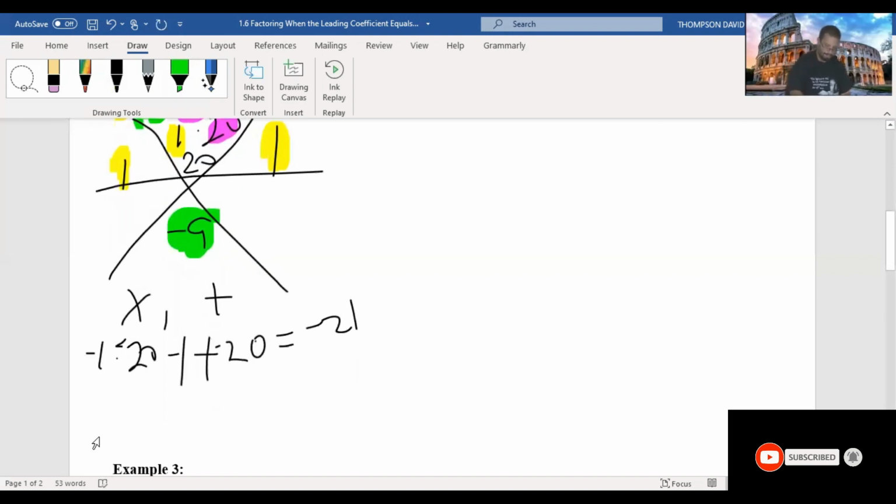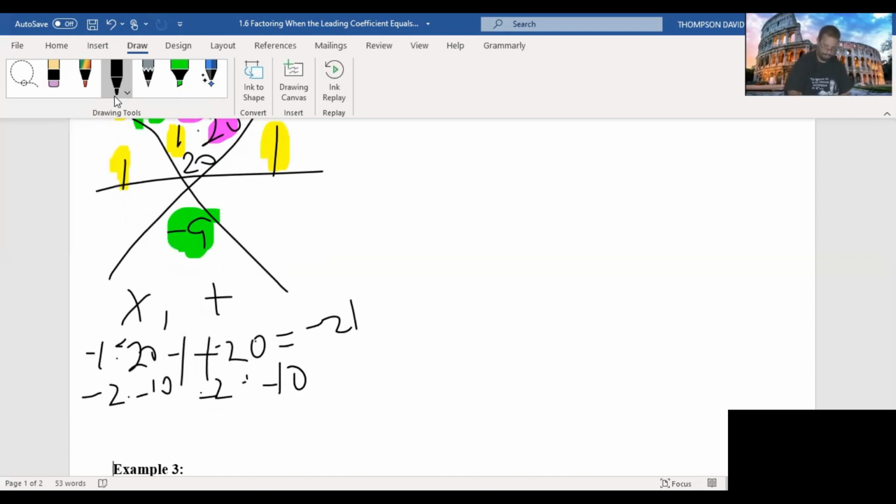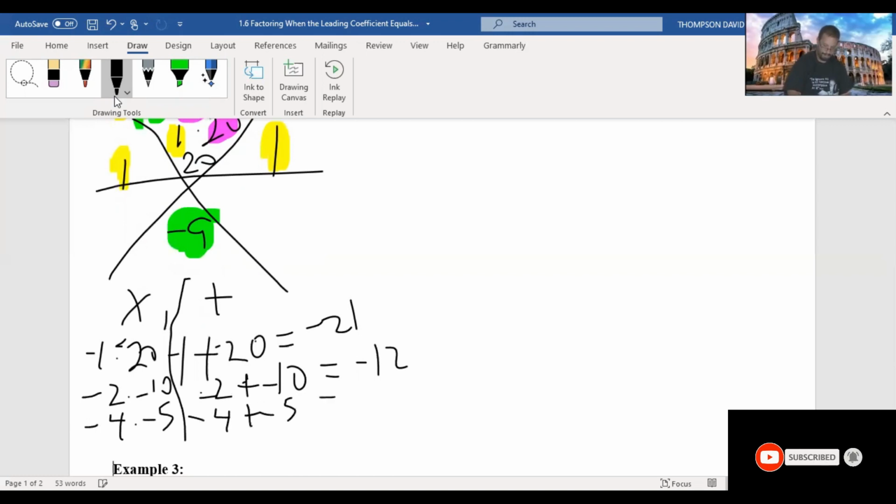We have negative 2 times negative 10, or negative 2 plus negative 10 will be negative 12. That's still not what I'm looking for. Then we have negative 4 times negative 5. Negative 4 plus negative 5 gives me negative 9. And that's what I'm looking for.